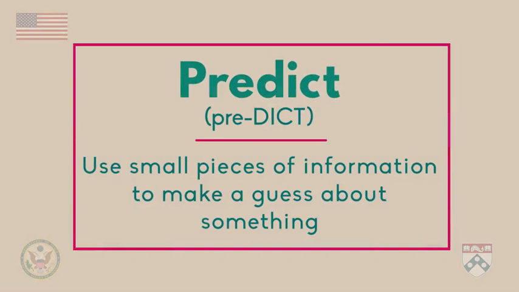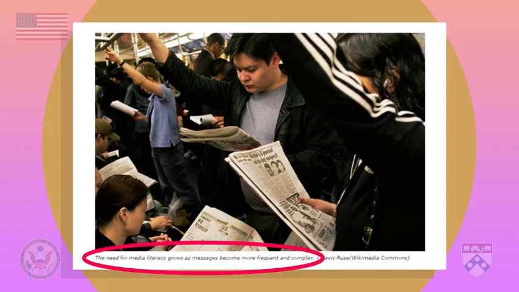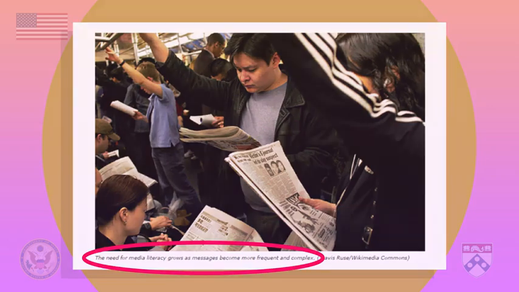Let's look at one picture and caption from our example text to try out this strategy. We see people on a crowded bus or subway. Everyone is reading a newspaper or magazine. In other words, they're all consuming media. The caption for this picture says, "The need for media literacy grows as messages become more frequent and complex." The caption tells us that media literacy is very important because people are exposed to lots of media, and it's becoming more complex or complicated.